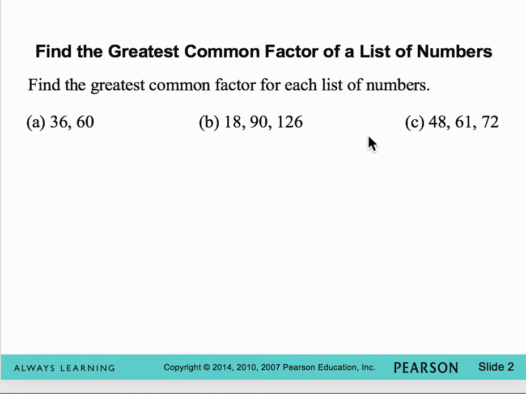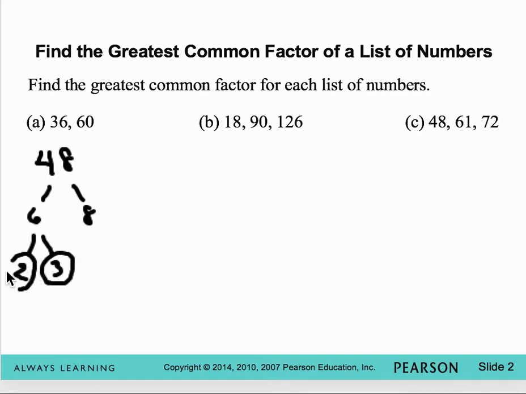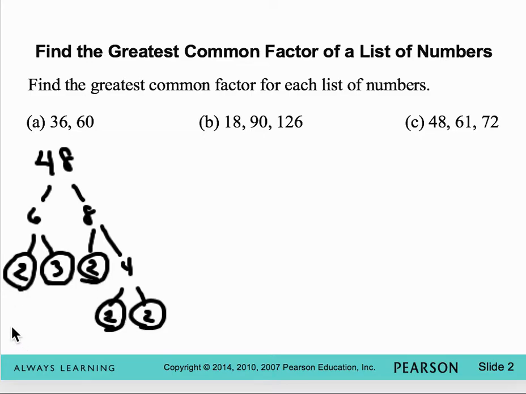All right, one more. 48, 61, and 72. So 48, 6 times 8. 6 is 2 times 3. 8 is 2 times 4. And 4 is 2 times 2. All right, so this is 1, 2, 3, 4. 2 to the 4th times 3.